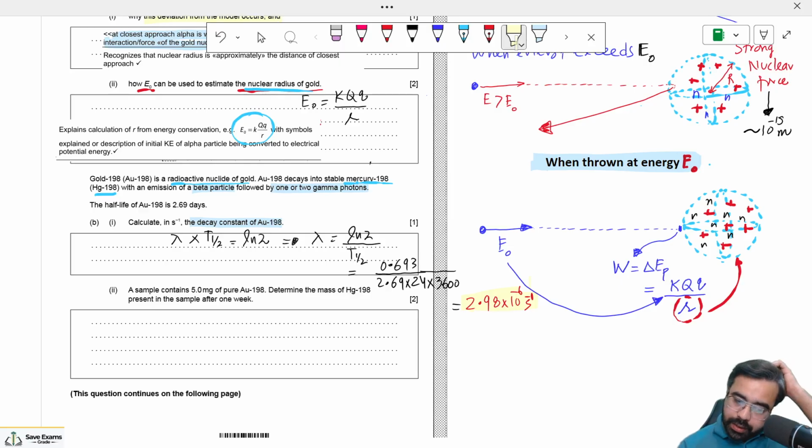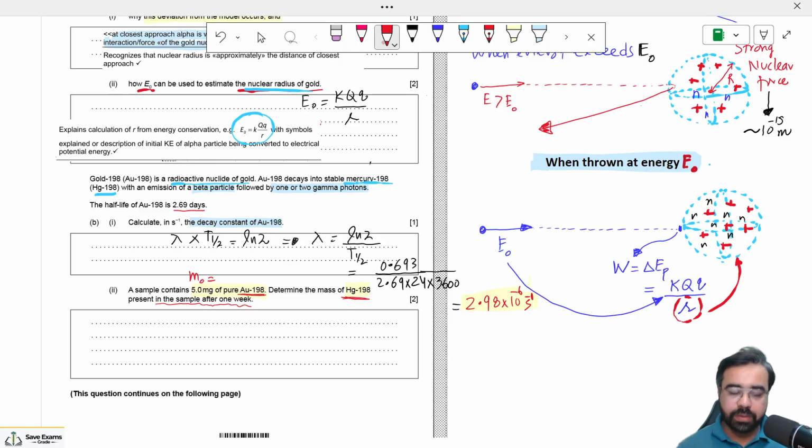The next question is, a sample contains 5 milligrams of pure gold. Determine the mass of Hg after 1 week. Now we can consider Au-198 as the parent radioactive element, which is decaying into mercury, right? So with the passage of time, the mercury quantity will increase and the gold quantity will decline. We know the half life, 2.69 days, and the initial quantity of the gold, and you have to find the mass.